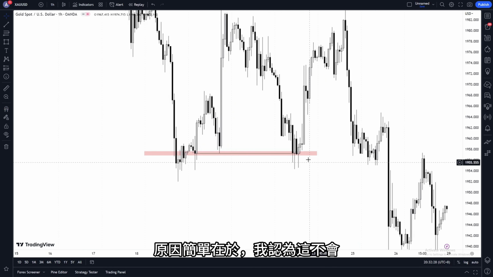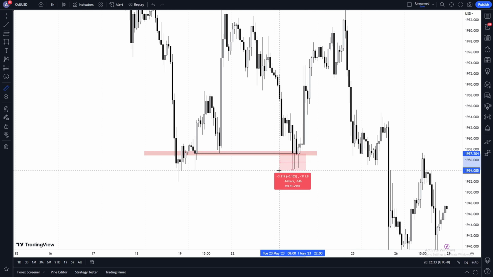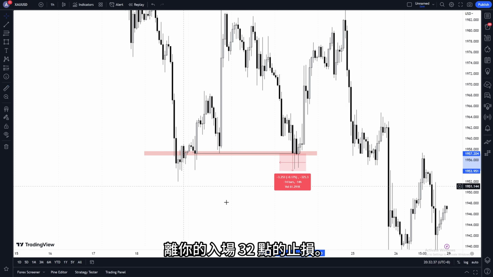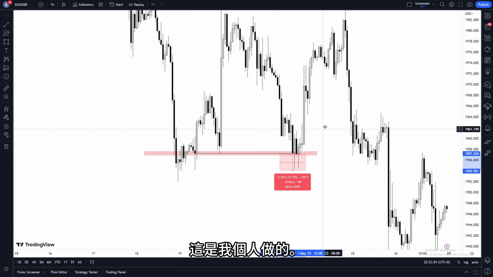For the simple reason that I think this doesn't make it. Oh, it does. Yeah, there we go. This was my stop loss right here. There we go. 32 pip stop loss from your entry. That's what I do personally.